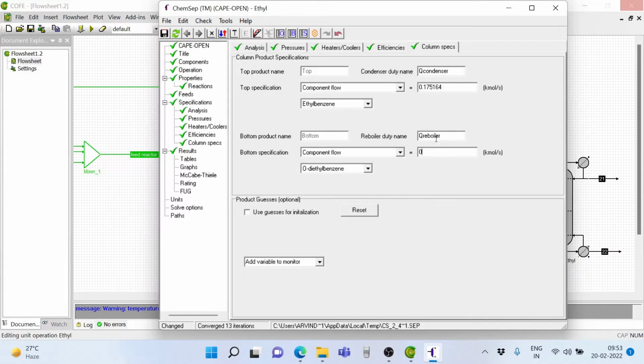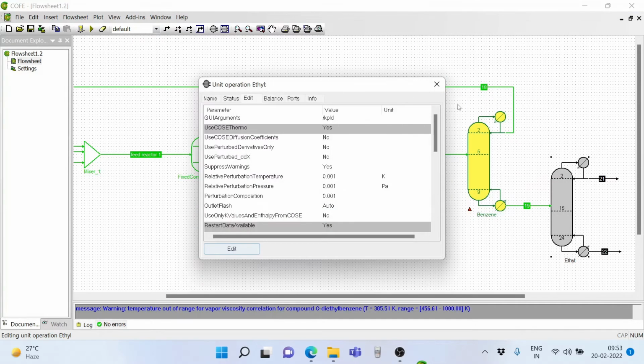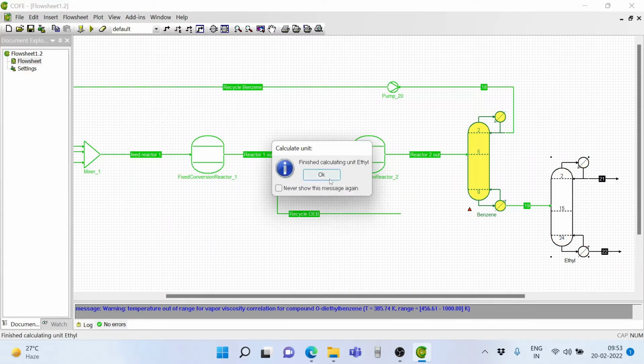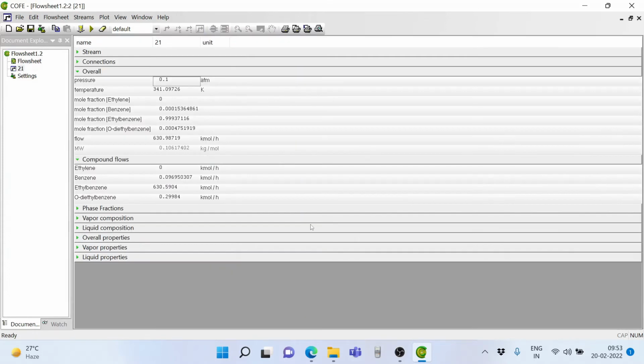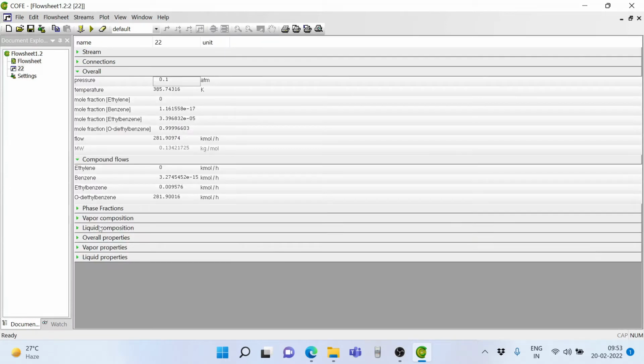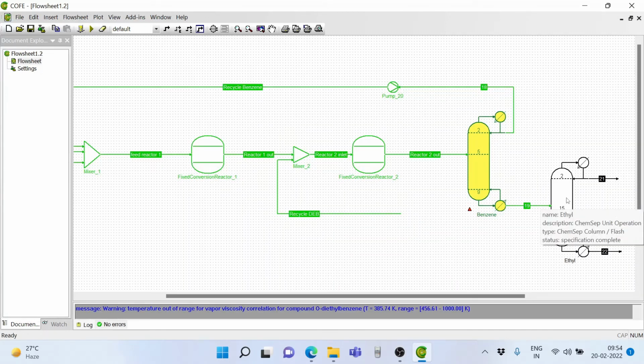we fix it to 281.9, which is very close to 282. Enter that and let's see if the column converges. And yes, indeed, it has converged. Now let us see what is the top flow rate. The top flow rate is 630.5904 and the bottom flow rate has 281.90016. Now we can further improve on the results.